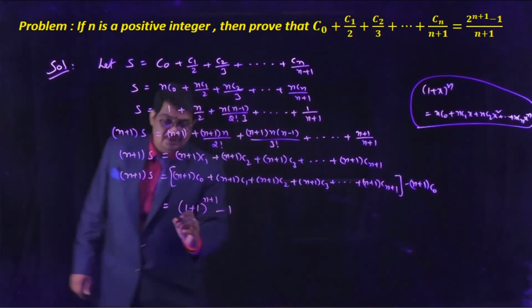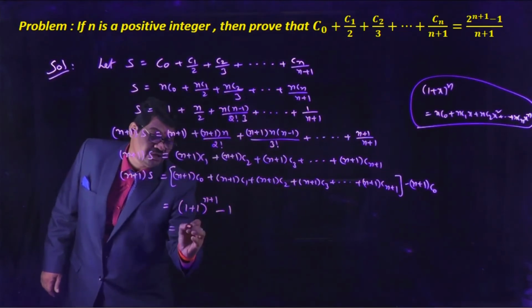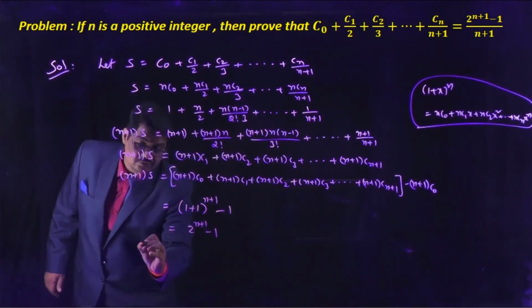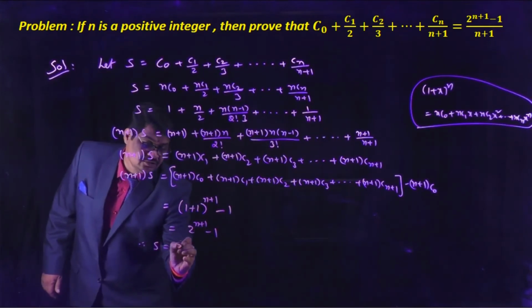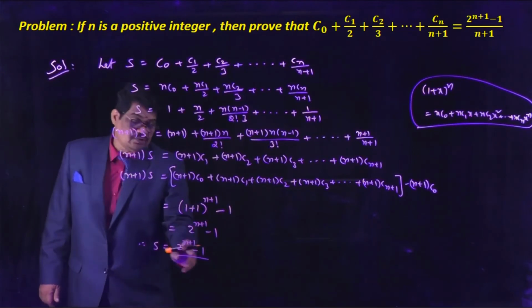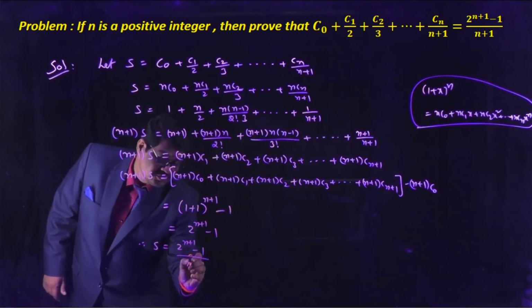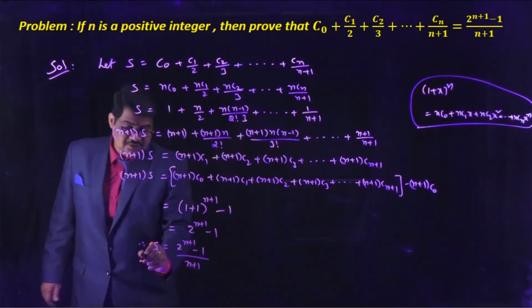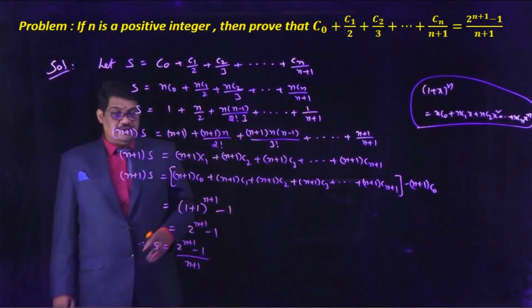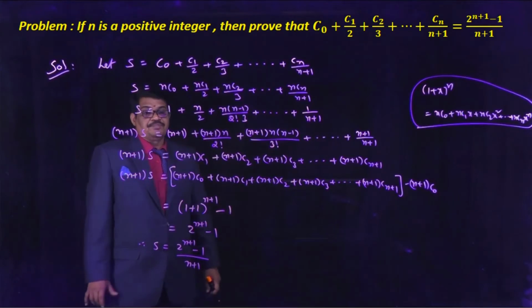So, that is equal to 1 plus 1, that is 2 to the power of n plus 1 minus 1. Therefore, s is 2 to the power of n plus 1 minus 1, divided by n plus 1, which is moving to the RHS in the denominator. So we are getting s is equal to 2 to the power of n plus 1 minus 1 by n plus 1.